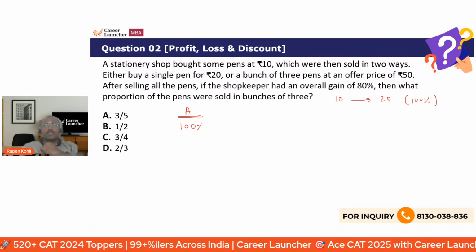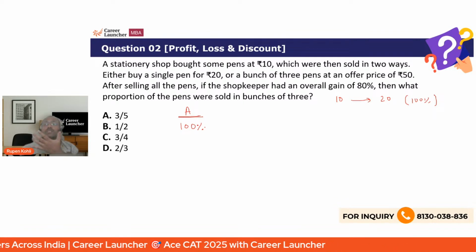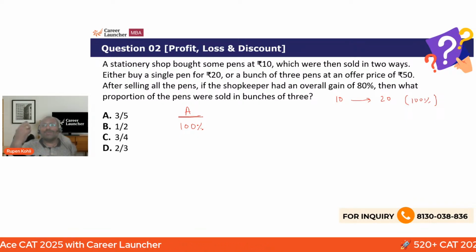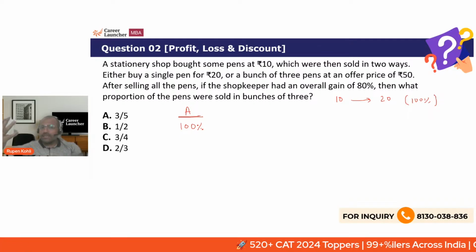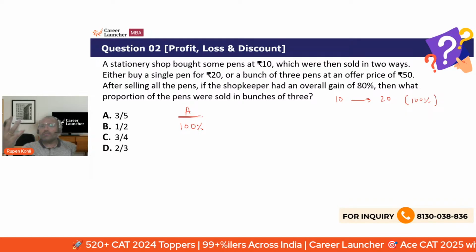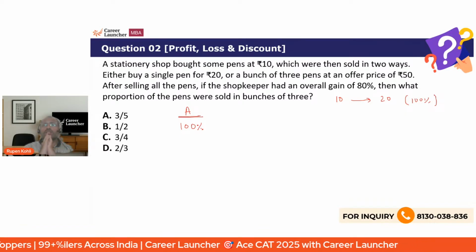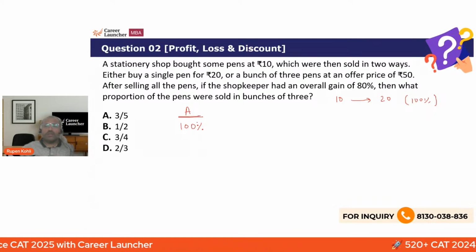So basically, I'm saying that this profit percentage of 80 is the weighted mean of the respective profit percentages of the two lots. So I'm saying that we can apply the allegation principle of weighted mean over here, and that can tell us the ratio in which the two groups of pens must have been sold. So group A of pens were sold at 100% profit, right?